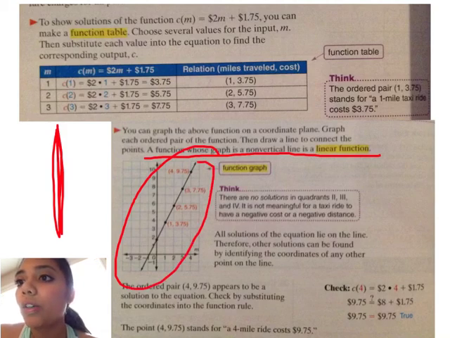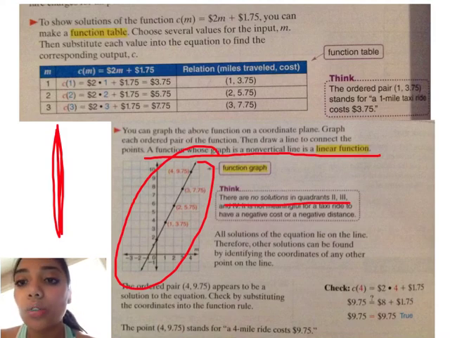If you notice, there are no solutions in quadrants 2, 3, and 4 because it is not meaningful for a taxi ride to have a negative cost or negative distance. And that makes sense. So all solutions are on the line. Therefore, other solutions can be found by identifying the coordinates of any other point on the line. So the ordered pair (4, 9.75) appears to be a solution to the equation.